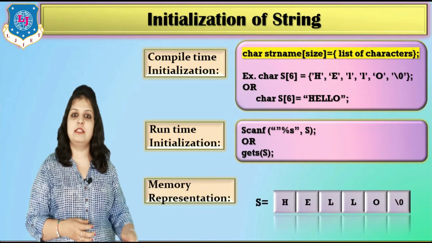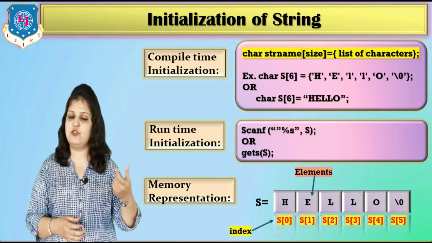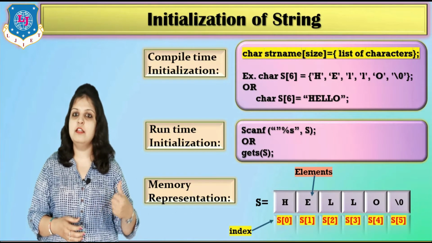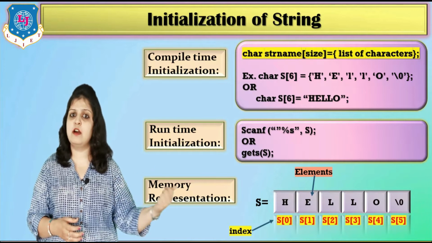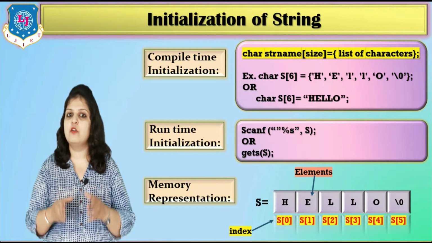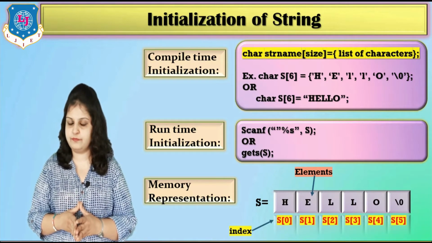And at last, this is the memory representation, that in hello our first H will be stored at S[0], then the second is stored at S[1]. In this way our last character is the null character, because all our strings are terminated with the null character.